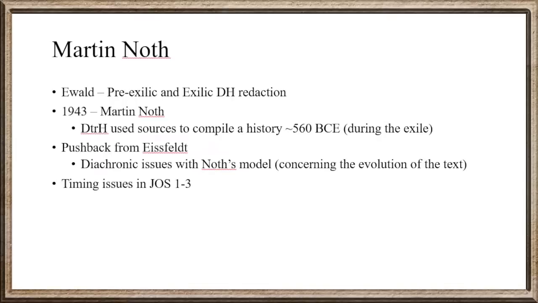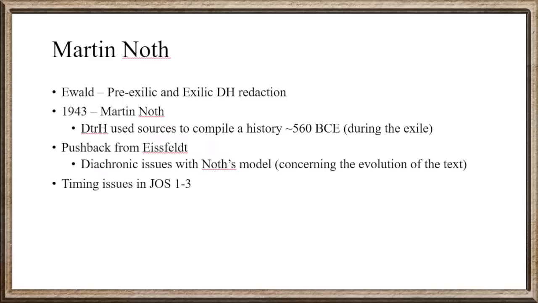So in 1943, Martin Noth published a pretty short work based on an earlier study done by Heinrich Ewald, or Ewald, not sure how to pronounce it. So this was the foundational work for the idea of not only a pre-exilic work, but an exilic redaction of the work as well. So it would have been written in 2 stages. At first, you have an initial history written as Josianic propaganda, then an exilic redaction.